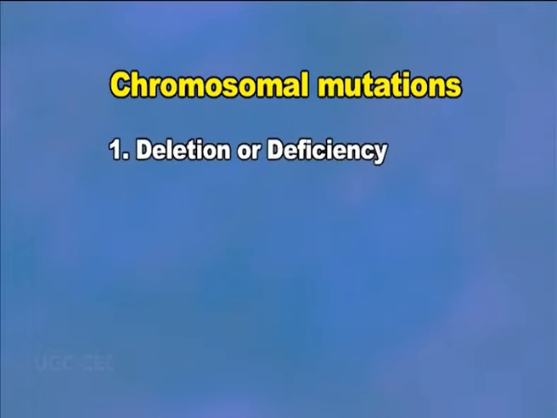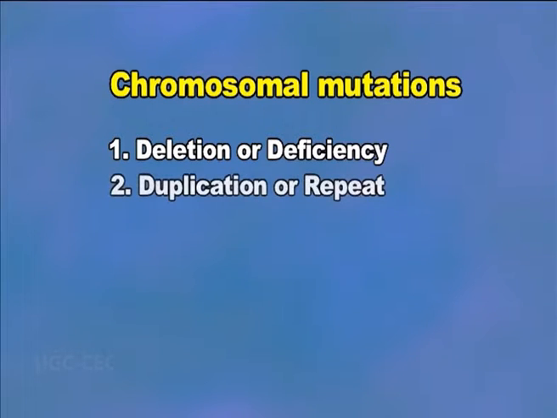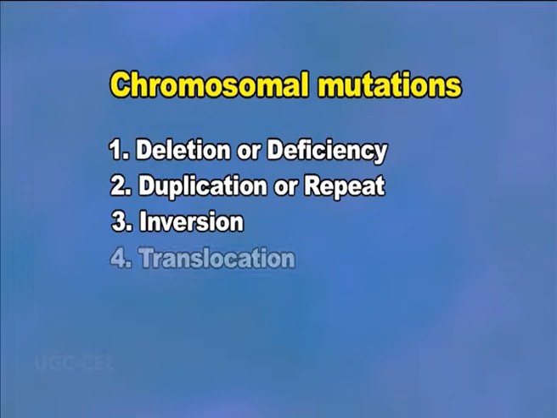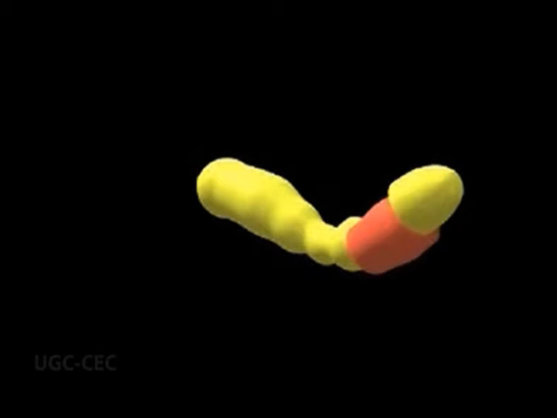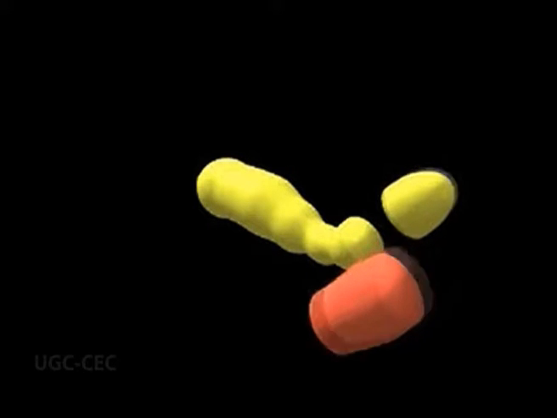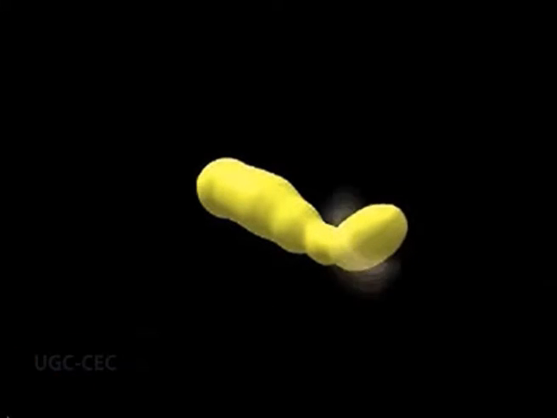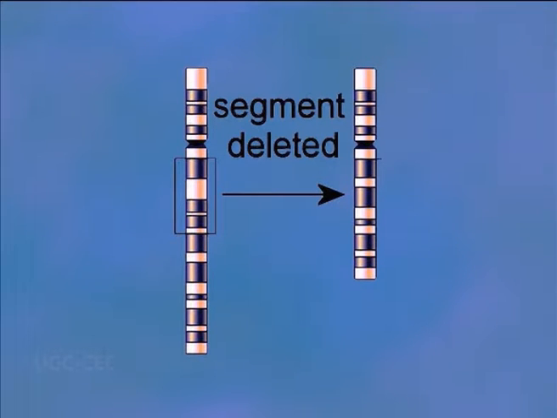Number 1, deletion or deficiency. Number 2, duplication or repeat. Number 3, inversion, and number 4, translocation. Number 1, deletion or deficiency. Deletion is the loss of one or more genes from a chromosome and is caused due to loss of a chromosome segment. Depending upon the length of the lost segment, the loss of genes involved may vary from a single gene, that is minimum, to a block containing several genes.